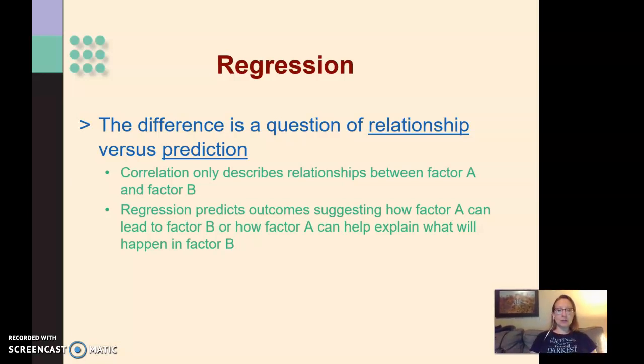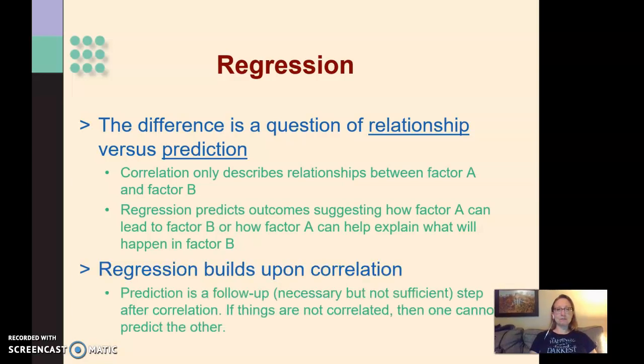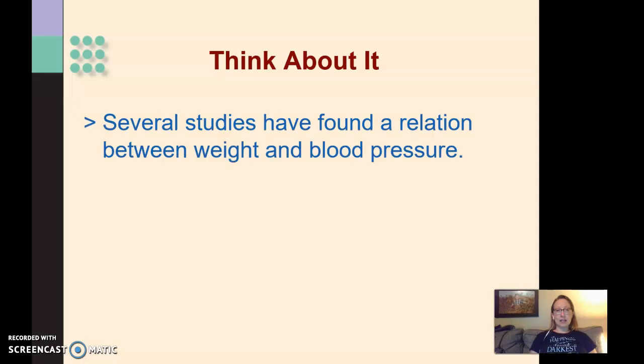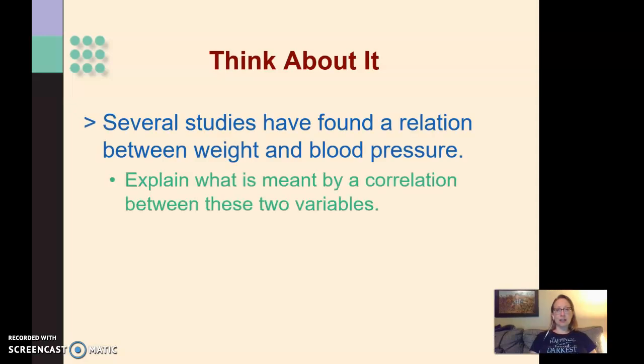So it is based on a correlation, but the thing about regression is we can use multiple factors at the same time. So what they have in common is that they're a relationship kind of statistic. What is unique is that regression builds upon correlation to help us predict one step further. So a simple linear regression still only uses two variables. It's a tool that lets us predict an individual's score on the dependent or outcome variable from their score on the independent variable.